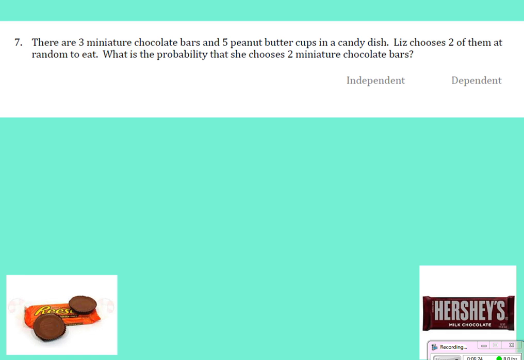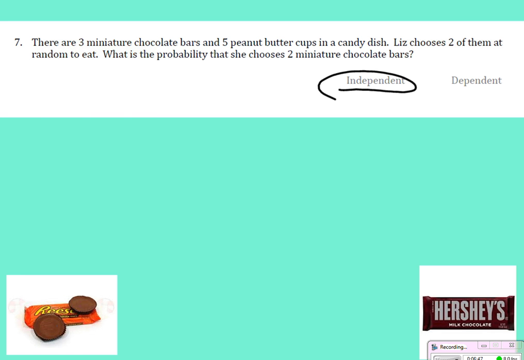So there are 3 mini chocolate bars and 5 peanut butter cups in a candy dish. Liz chooses 2 of them at random to eat. What is the probability that she chooses 2 miniature chocolate bars? So here's what I'm going to say. I'm going to call this one dependent because once I choose the first one, that's going to change the way it works. That's going to change the setup of the second one.